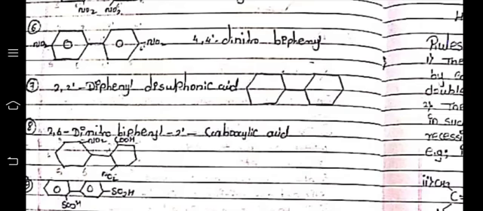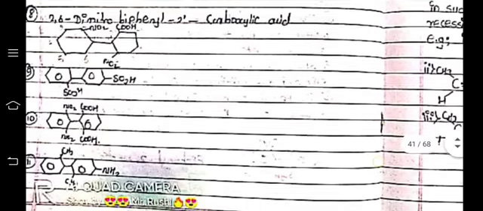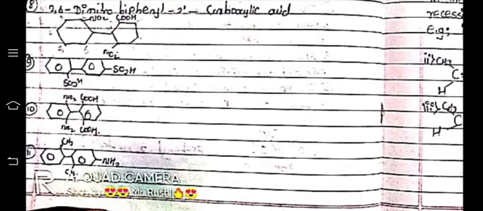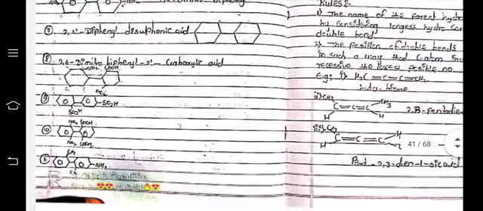Next one is the 2, 6 dinitro biphenyl, 2 dash carboxylic acid. Next one has SO3H groups. This is an example for practice. Solve these 9, 10, 11 at your homes. Give the names, nomenclatures. Numbering should be given to one ring as 1, 2, 3, 4. Another ring is 1 dash, 2 dash, 3 dash. 1, 2 disulfonic, biphenyl disulfonic acid.